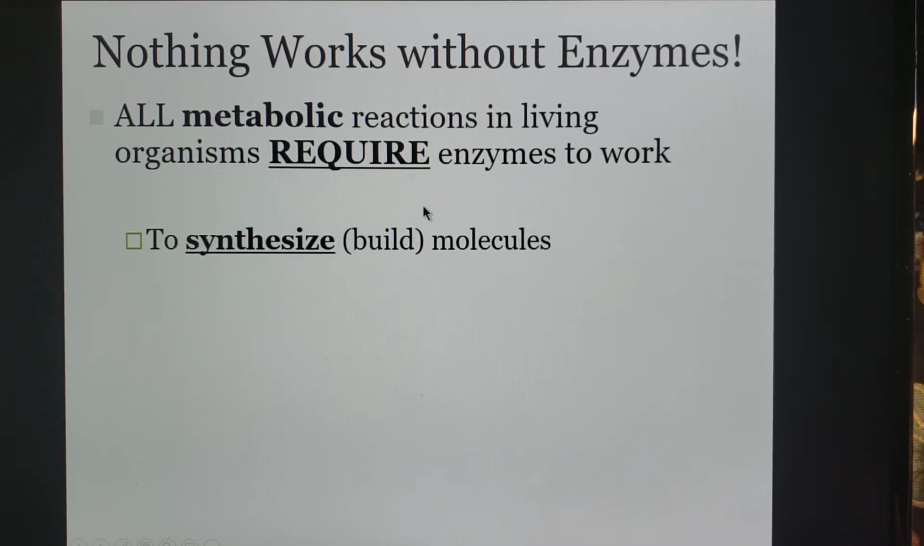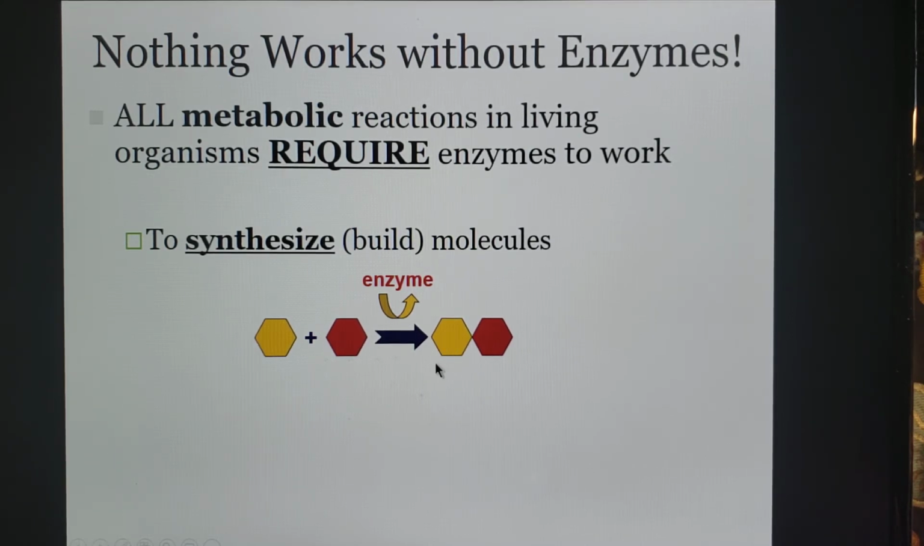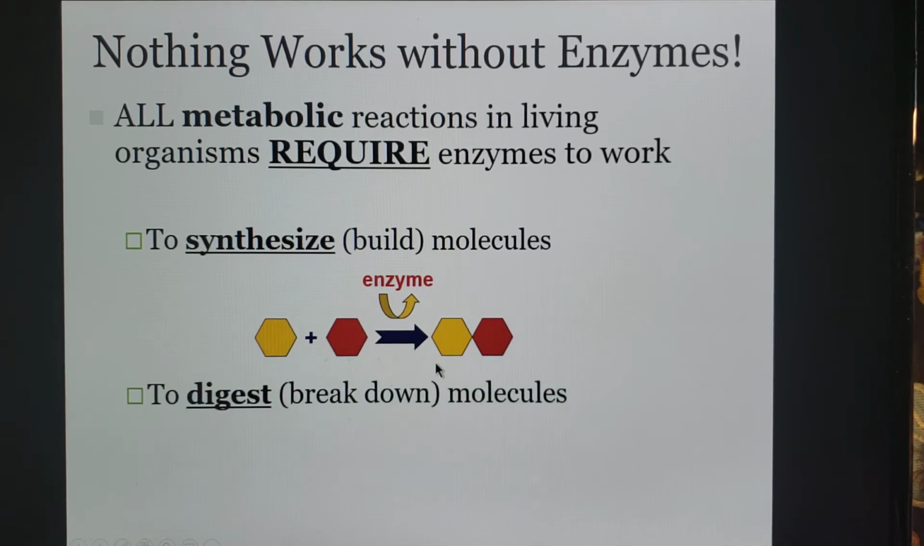And we have to have an enzyme to synthesize or build molecules, replace cells that have died. An enzyme would be what goes with this to make it go together. The yellow and the red can join in the presence of the enzyme. They might be able to do it without it, but at a much slower rate, and that wouldn't be satisfactory for the needs of your body. And sometimes you've got to break down molecules or go the other way to digest them. So in this case, we take the yellow and the red. It's probably not the same stuff as up here, but we have to break it apart, and we get separate products that we can use in some other way.